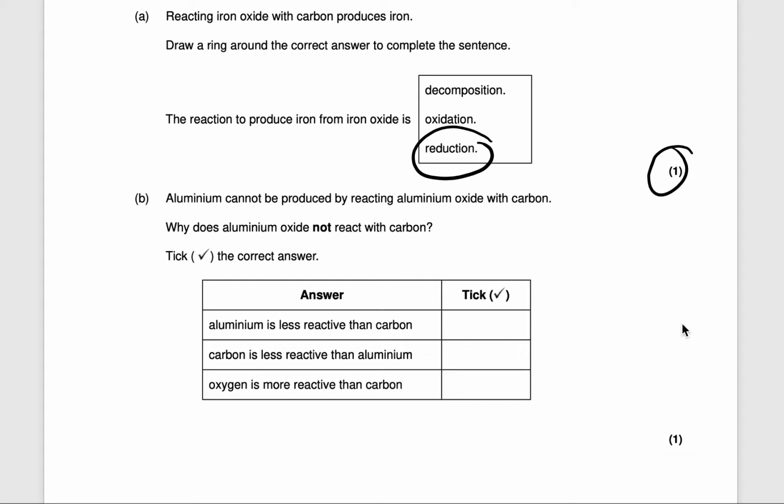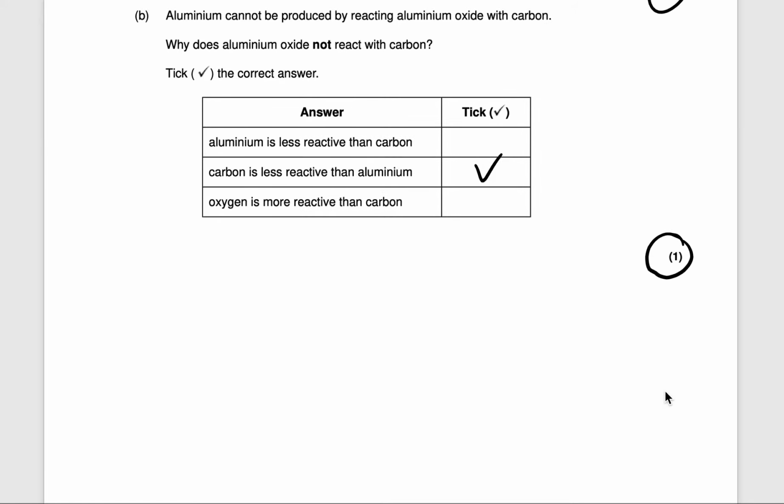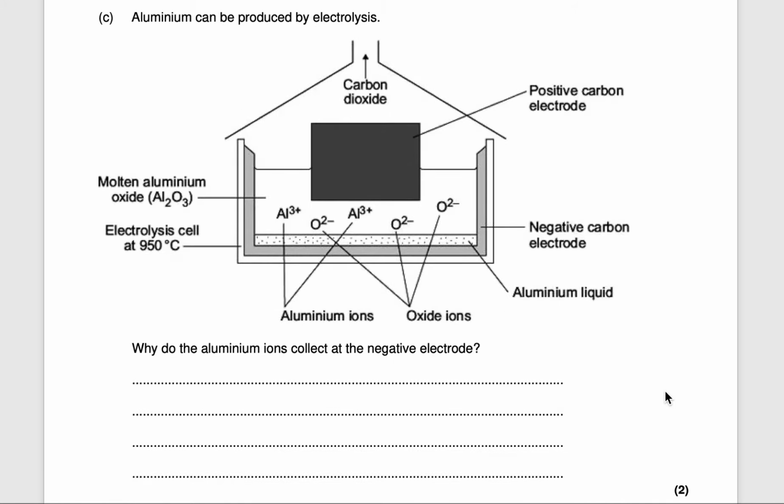Aluminium cannot be produced by reacting aluminium oxide with carbon. Why does aluminium oxide not react with carbon? Take 1 from the box. Aluminium is less reactive than carbon. Well, that's obviously not true. It's more reactive than carbon. Carbon is less reactive than aluminium, or oxygen is more reactive than aluminium. The correct answer is that carbon is less reactive than aluminium. 1 mark.